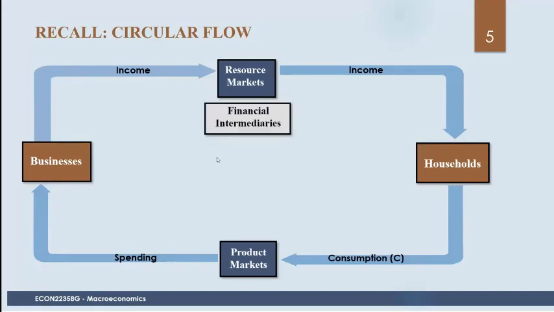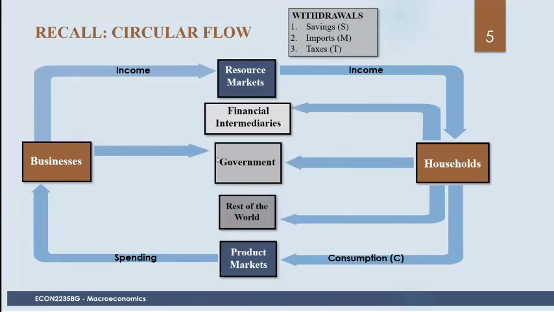But of course, there are financial intermediaries that allow households to save, okay? And that's a leakage. The government takes taxes from households, and then we have the rest of the world. We have an open economy, and so we may buy stuff from the rest of the world. So that's money leaving the circular flow. There's money leaving the circular flow in the form of taxes to the government, and in the form of savings that go to financial intermediaries. And businesses are also taxed too.